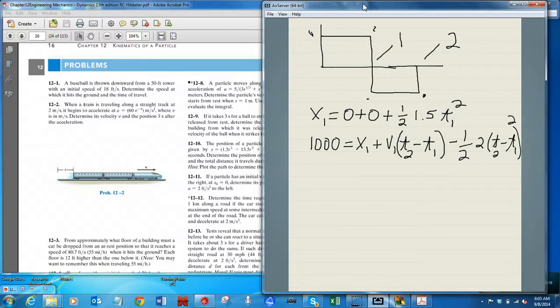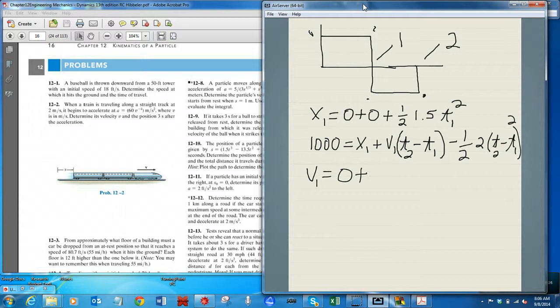X1, T1, T2, V1. Man, it's getting worse. V1. Okay. Is that what you said? V1? All right, so let's do a V1 equals what? Initial? Is that 0?